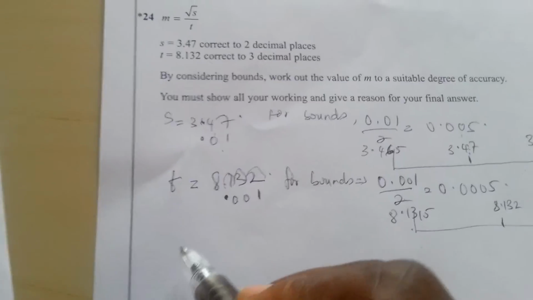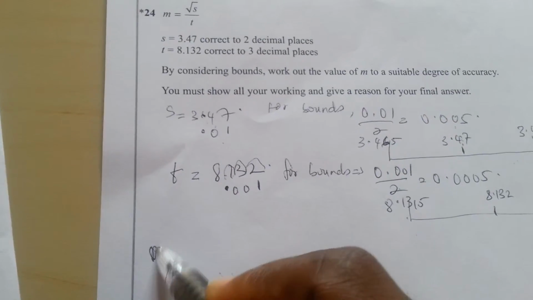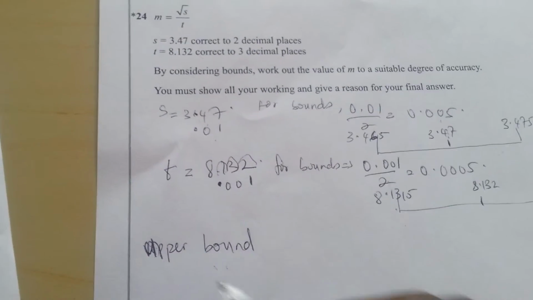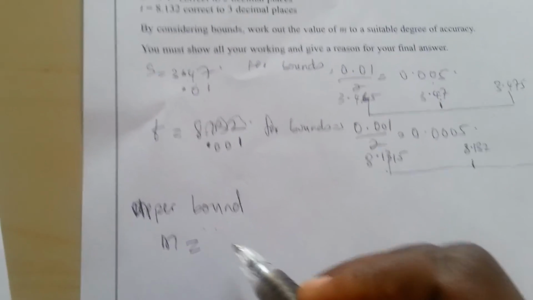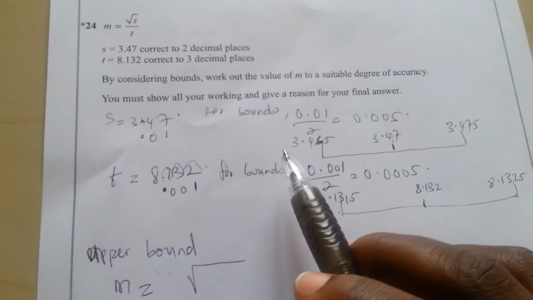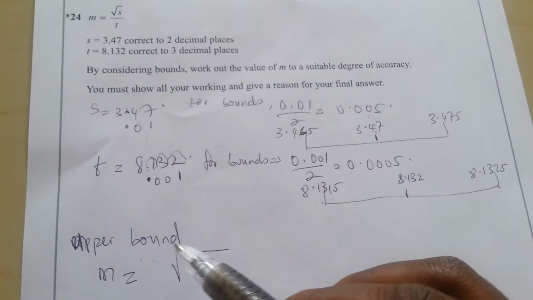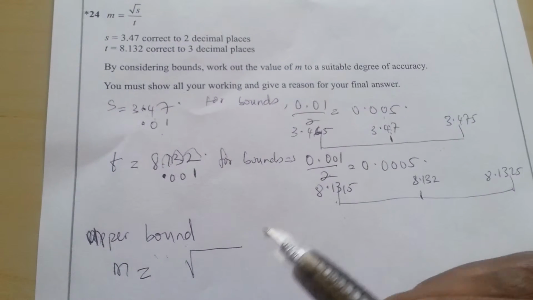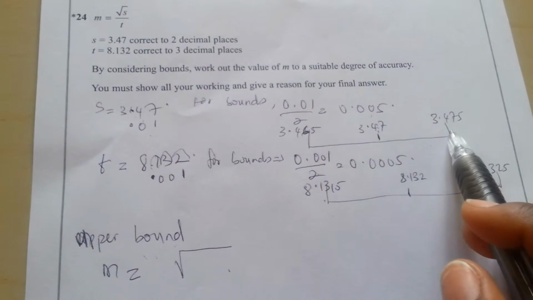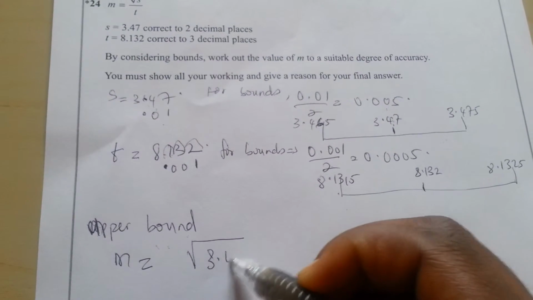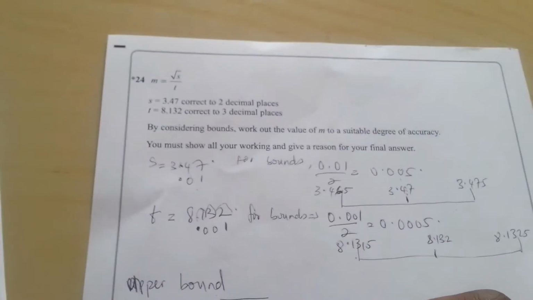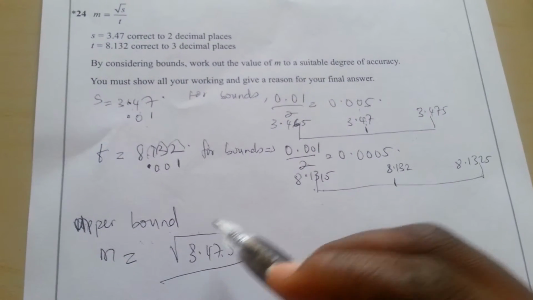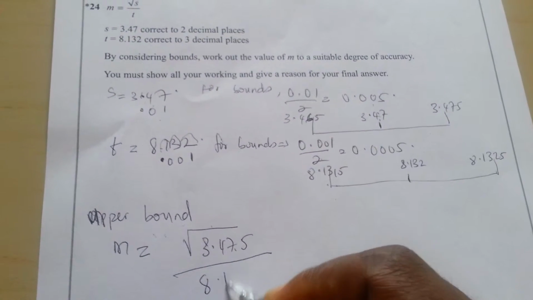Now let's solve for m. For m in upper bound, our m is going to be the square root of, now which s value are we going to take here? We're working on upper bound, so we have to make sure that we take the upper bound of the numerator. That's 3.475. Square root of 3.475 divided by t. Now we're going to take the lower bound of the denominator because we're working in upper bound, so it's going to be 8.1315.